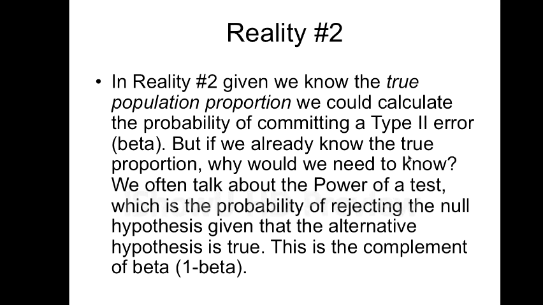But if we already know the true proportion, why would we need to know the probability of committing an error? Well, we often talk about the power of a test, which is the probability of rejecting the null hypothesis given that the alternative hypothesis is true. And this is the complement of beta. Power is the complement of beta. That's something you really, really need to know.